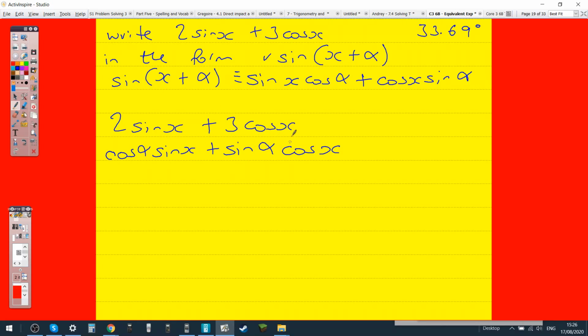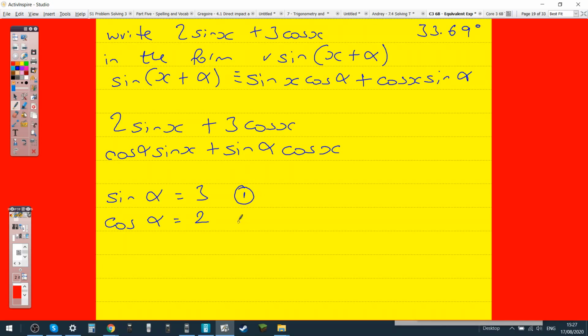Notice anything about these? So is it that cos alpha equals 2 and sine alpha equals 3? Yeah. So sine alpha equals 3, cos alpha equals 2. How can we get the value of alpha? By solving... how would you solve it?